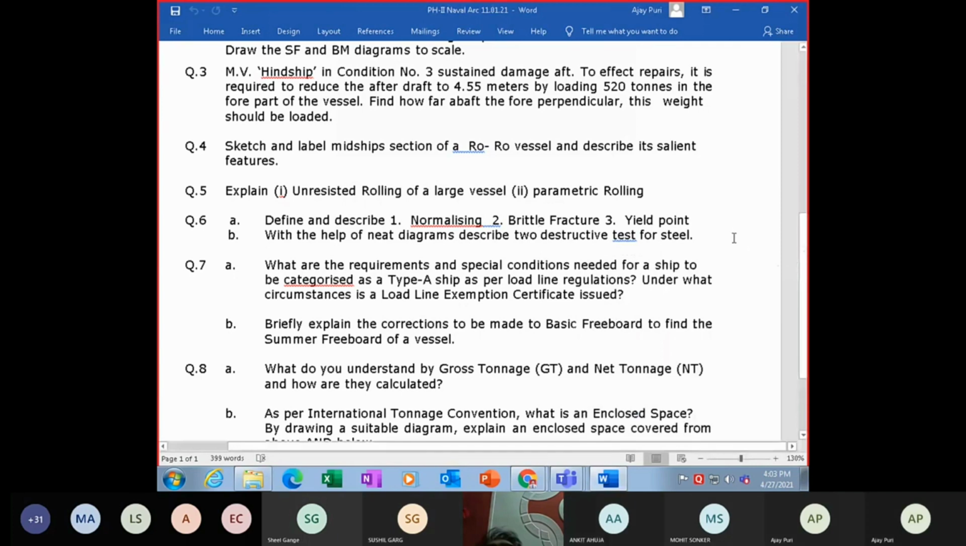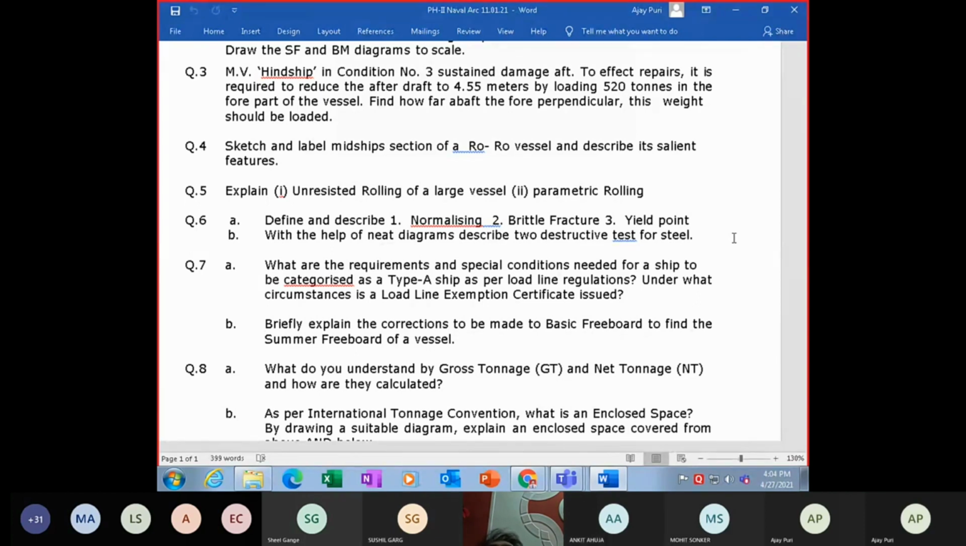Then you have yield point. Yield point is in your stress and strain diagram. You have to explain the yield point. Beyond the yield point, your metal will become plastic. So that is your yield point or the elastic limit. After that, it will go into the plastic phase.